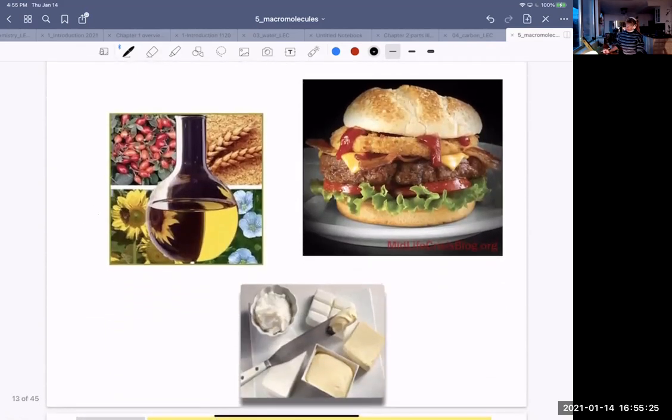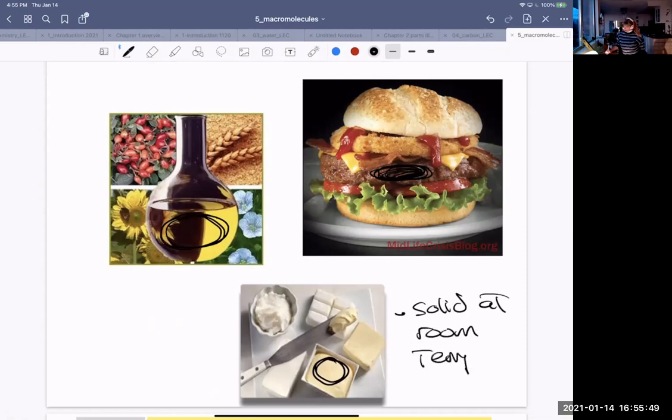Where do you find lipids? You find them in your fats, in animals, which tends to be saturated, and your liquids in plants, which are unsaturated. So butter, which is made from milk, is saturated and solid at room temperature, whereas plant oil is liquid at room temperature.